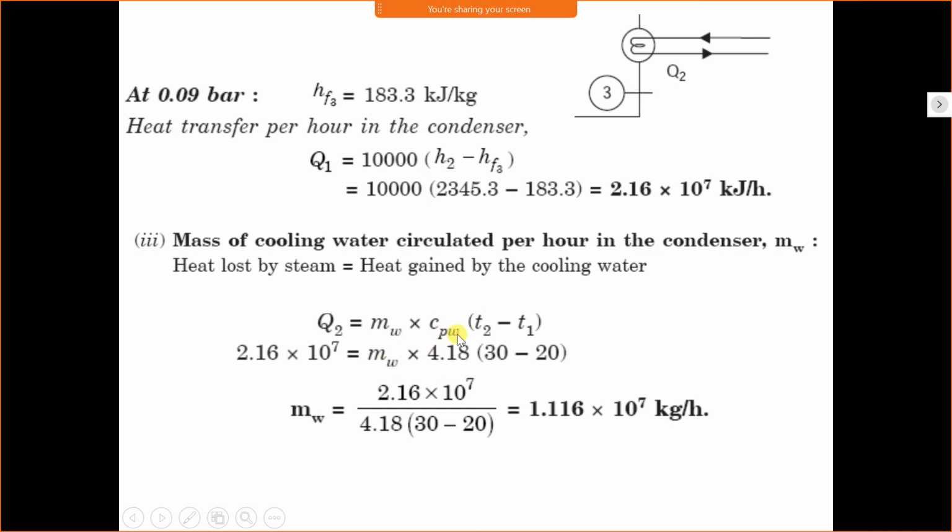Specific heat of water at constant pressure is 4.187. This is a standard value. Exit temperature of water is 30 degrees and inlet temperature of water is 20 degrees. It is given in the problem. Only the mass flow rate of water is unknown. Therefore, mass of water comes to be 1.116 into 10 to the power 7 kg per hour.